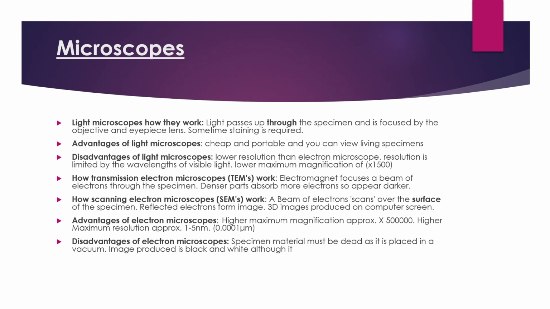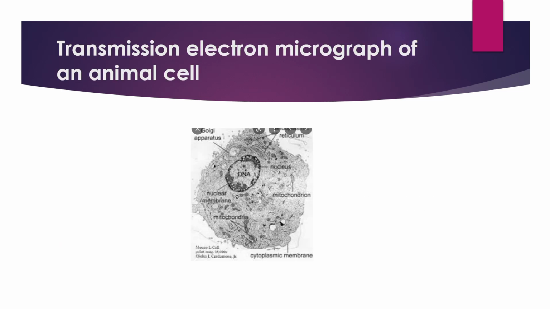Advantages of electron microscopes: there's a higher maximum magnification, approximately times 500,000, and higher maximum resolution, approximately 1 to 5 nanometres. Disadvantages of an electron microscope: specimen material must be dead as it is placed in a vacuum, and the image is produced in black and white, although it can be artificially coloured.